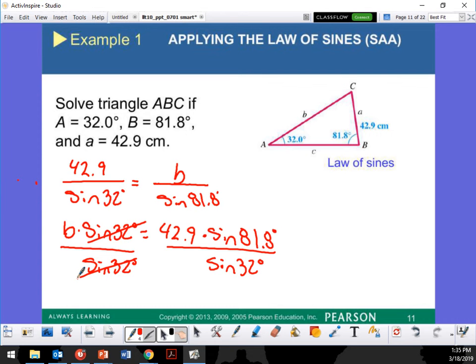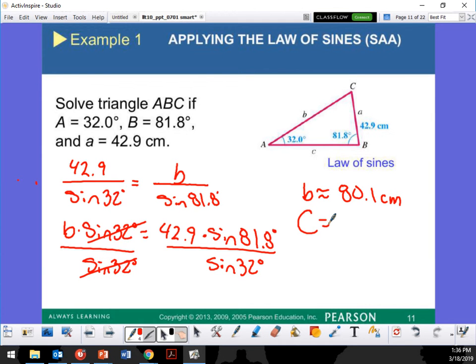Okay, 80.1. What do we get? So little b is about 80.1 cm. All right, what else do I need to find? Little c and big C. Can I solve for big C real easy? Yeah. All three angles in a triangle add up to 180. Very good. So big C.